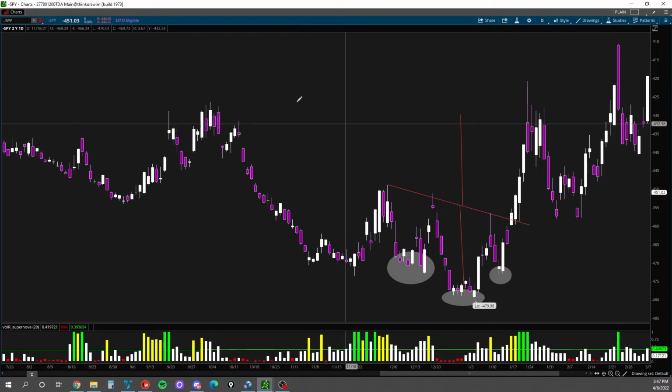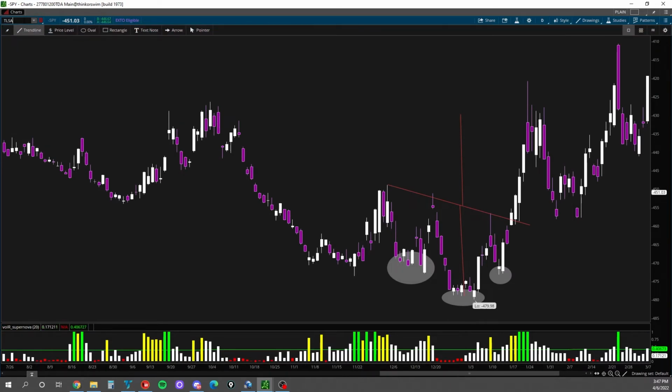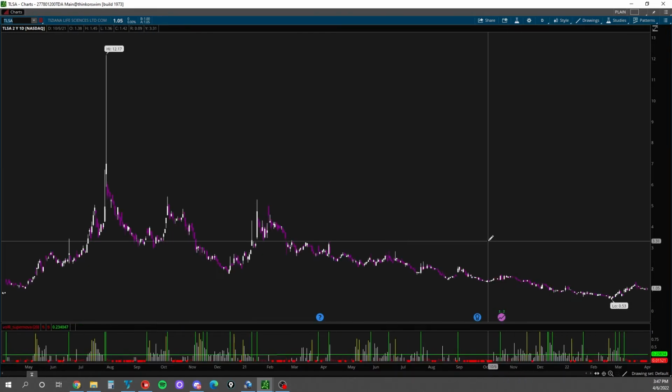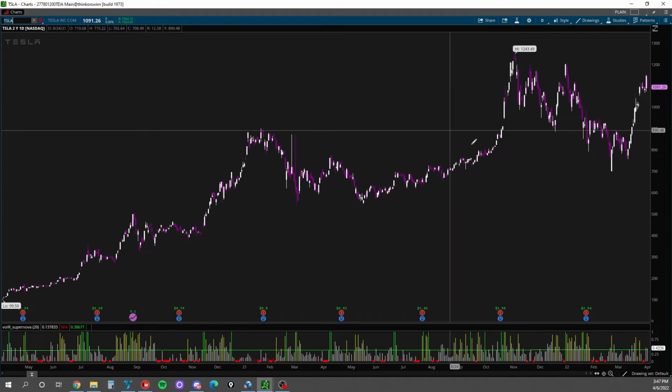So it's the same chart anyway. Now let me show you another example. These are things that you need to train your eye to see, but they can be very powerful once you start spotting them.